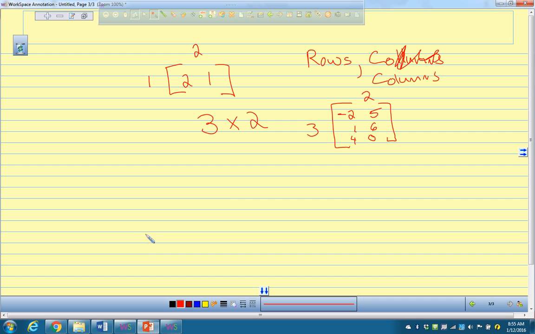This type of matrix is a column matrix, where you have numbers just going straight down, 1, 0, 5. And then you could have a row matrix consisting of numbers like negative 1, 2, 0, 7. This is a row matrix.